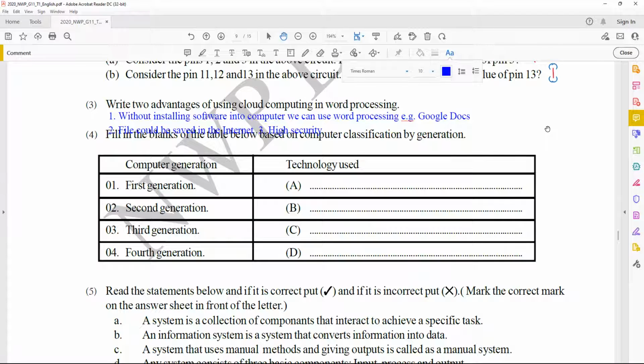Fill in the blanks of the below based on the computer classification by generation. The first generation, what is the technology used? Vacuum tube. Yes, vacuum tubes. I want you to type in the chat. First one is vacuum tube. Second generation.